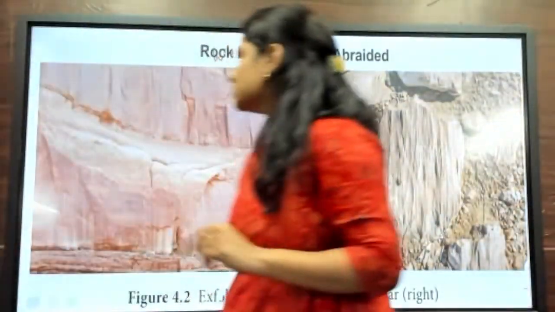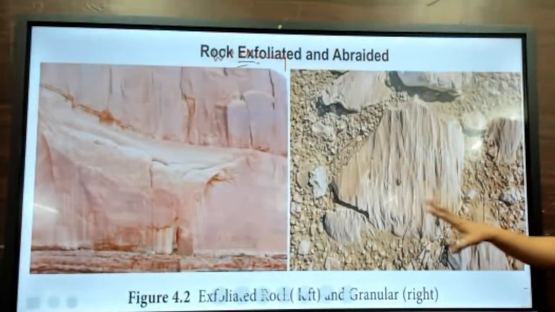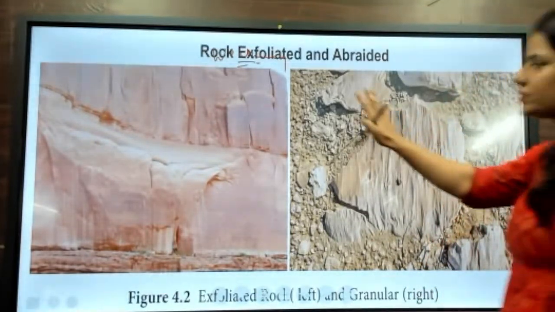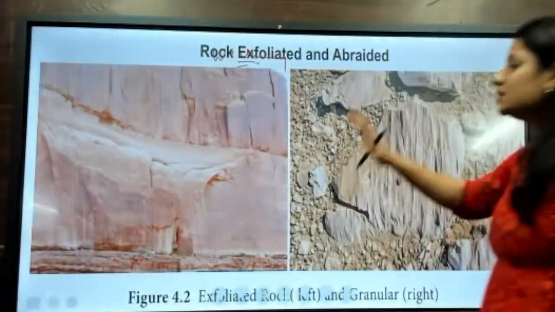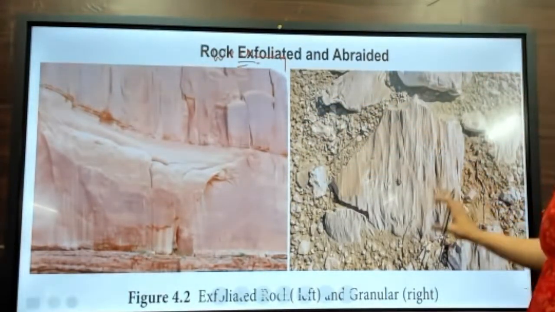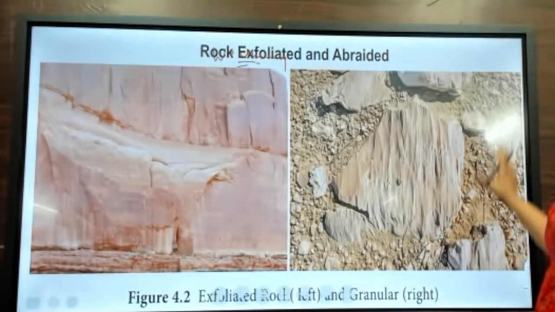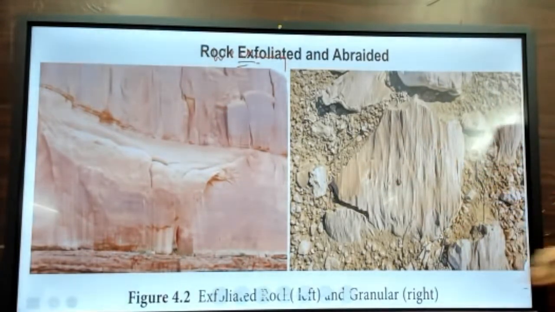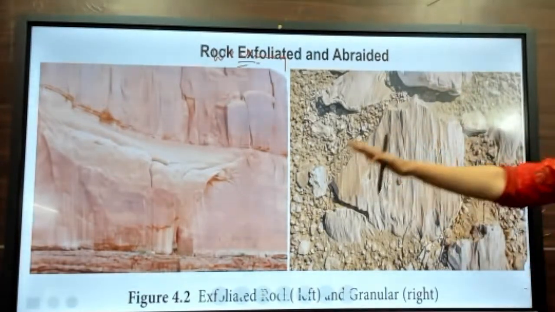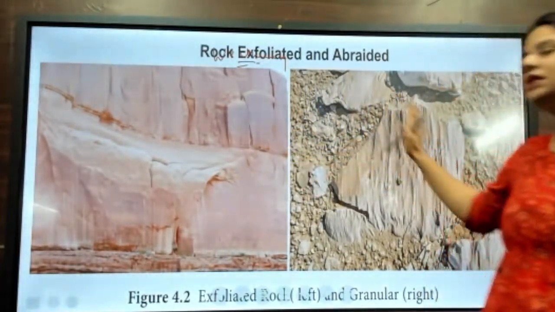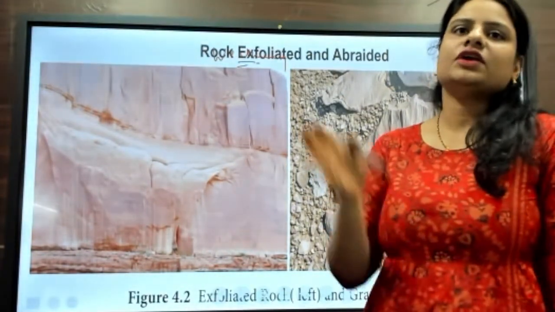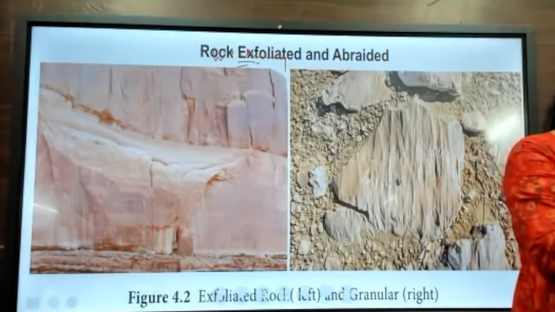Have you seen this kind of structure? This is what exfoliation is all about. You can see the big rocks here, and slowly, due to this weathering process, this rock is converted into smaller granules. What you have to study here is what the features are behind converting it into this form. You have physical weathering, chemical weathering, and biological weathering.